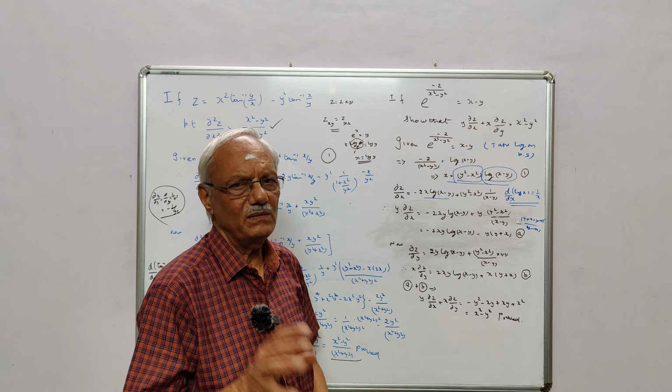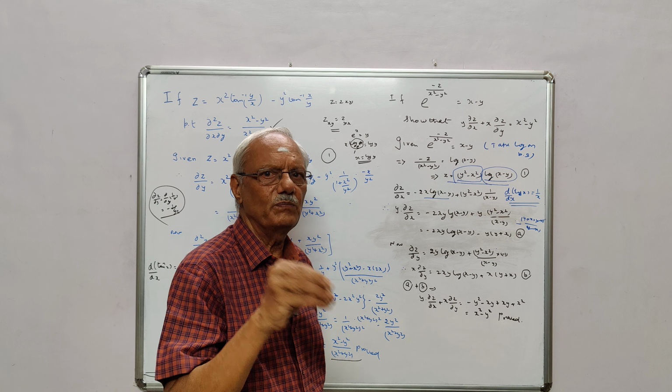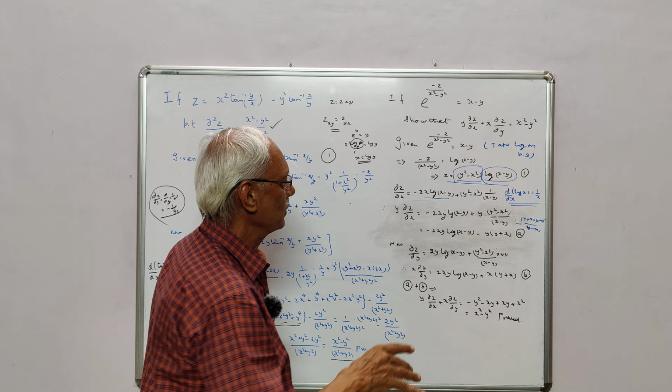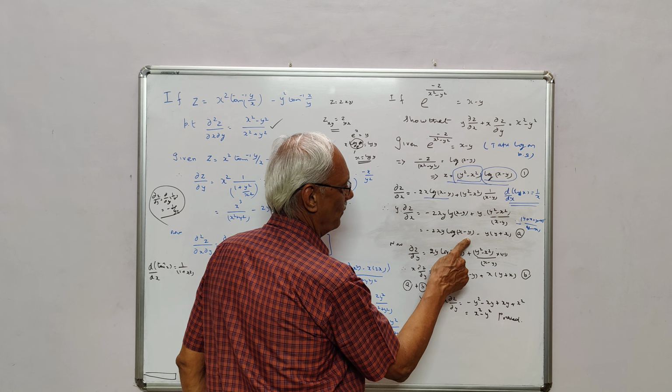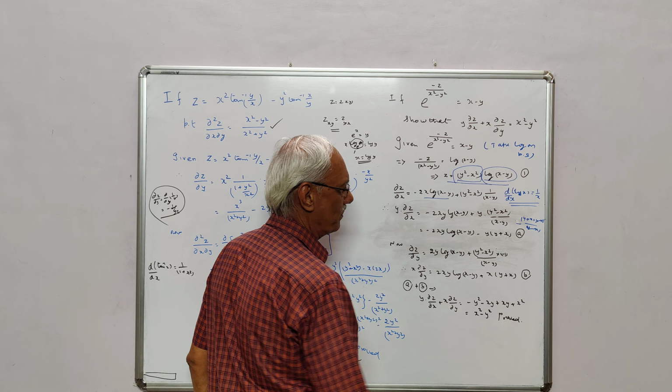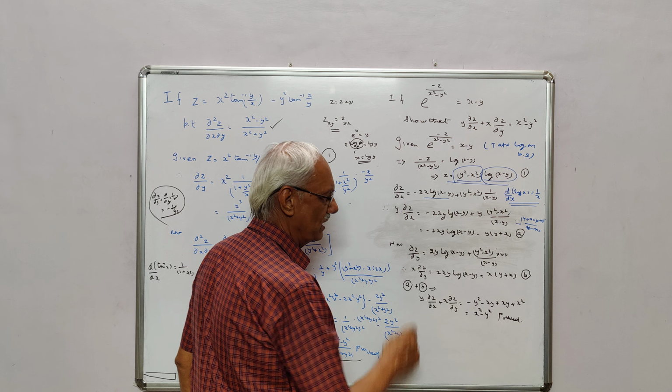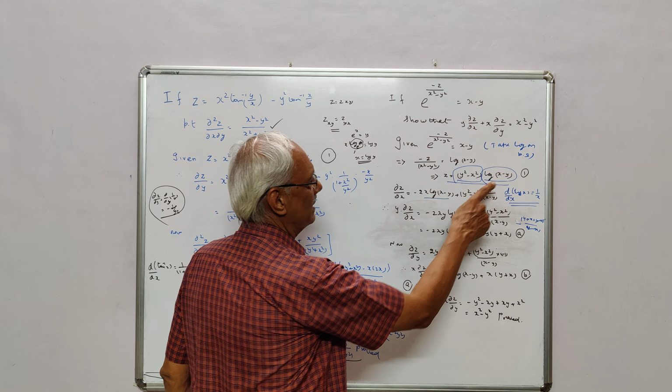So a small arithmetic I am doing, nothing more. Algebraic simplification I do. That's all. So it is minus 2xy into log of x minus y minus y into y plus x. Now dou z by dou y: partially differentiate this.